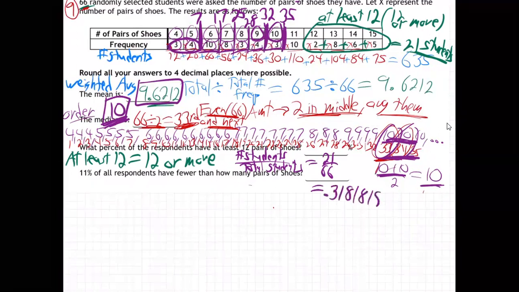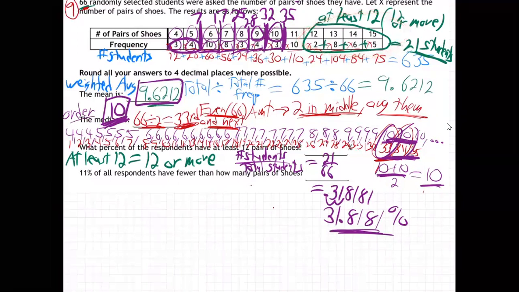0.31818. Then you got to move the decimal 2 places because you got to make it a percentage. Yeah, that's enough right there. There we go. 31.8181%. So about 31% of the students have at least 12 pair of shoes, 12 or more pair of shoes.